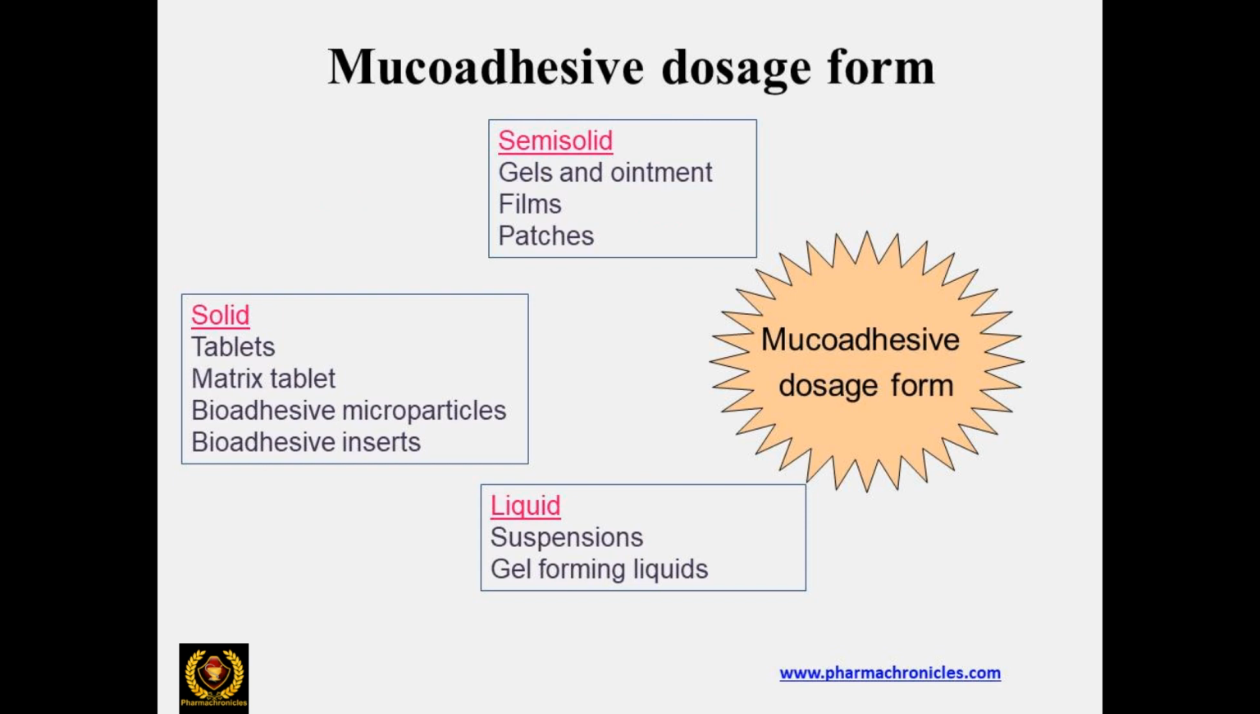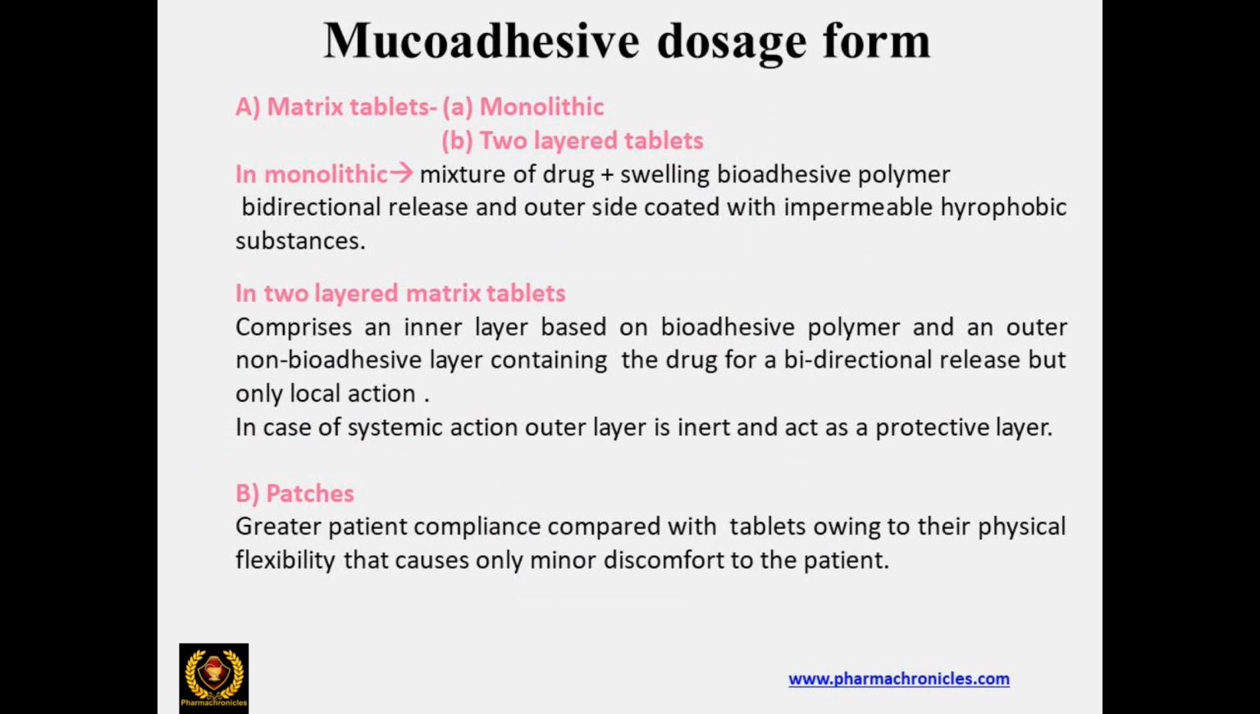Mucoadhesive dosage forms. Semi-solid: gels and ointments. Films. Patches. Solid: tablets, matrix tablets, bioadhesive microparticles, bioadhesive inserts. Liquid: suspensions, gel-forming liquids. Mucoadhesive dosage forms: A. Matrix tablets. A. Monolithic.